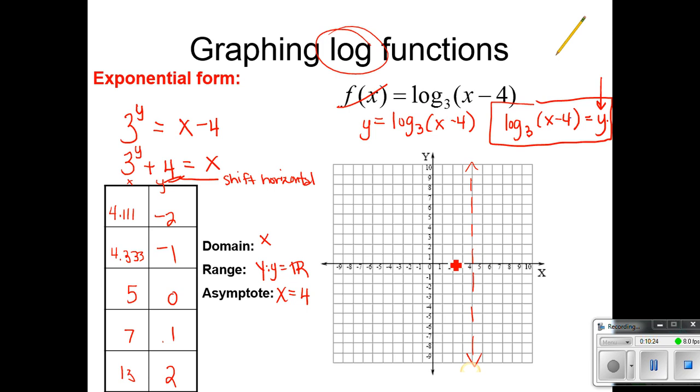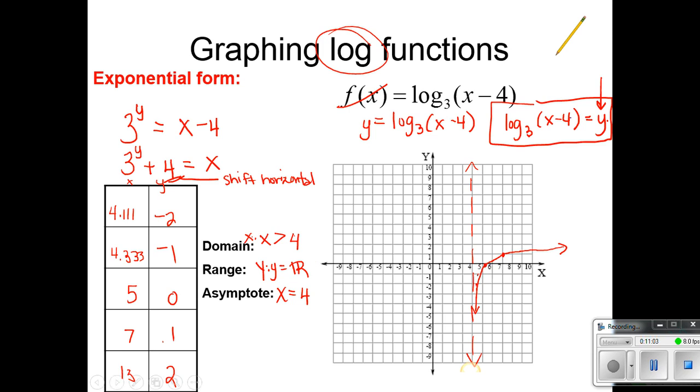All right, so now I go to 4.11, which is about here, and I go down to -2. 4.33 down to -1, 5, 7, and 13 at 2 is kind of out here. I'm not going to graph it, but it'll help me get that curve, and I will see I have a nice shape. Okay, I need to have that curve shape, and now all my values are greater than 0 on the domain, so my x is x such that x is greater than 4.